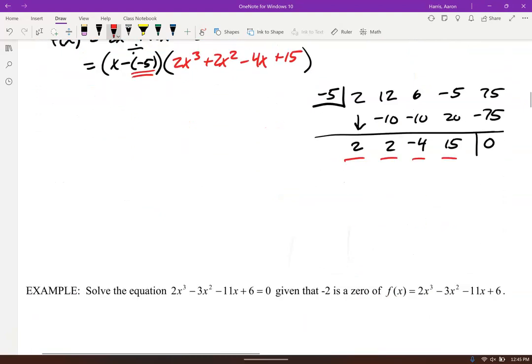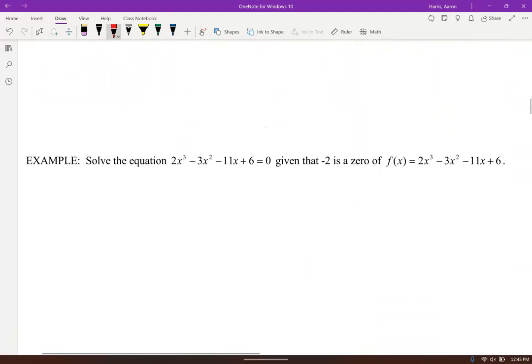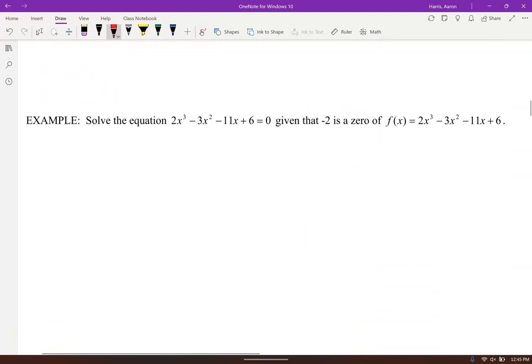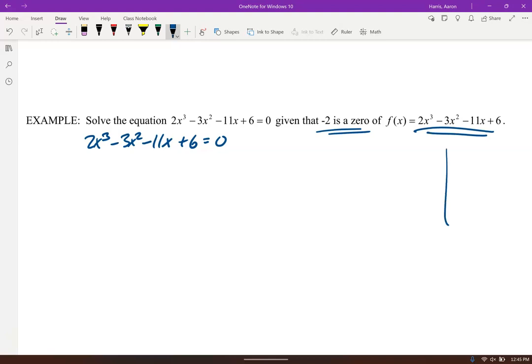We'll continue on with these types of problems here. Let's go with this one now. We're going to actually solve this equation, so we're going to have to factor this. It's given us 2x cubed minus 3x squared minus 11x plus 6 is 0. So it's saying -2 is a 0 of this function. -2 is a 0.